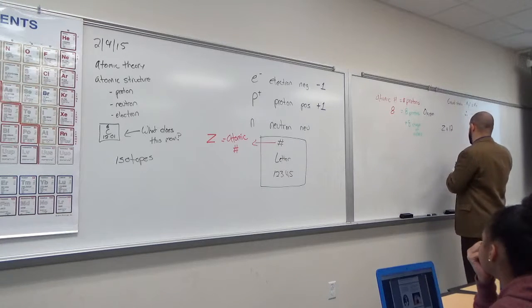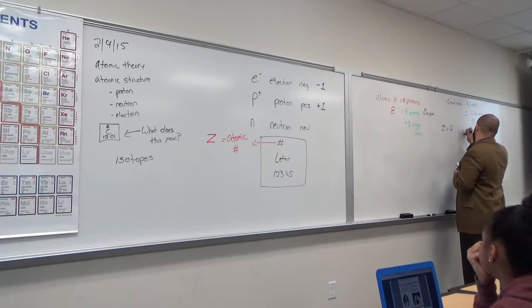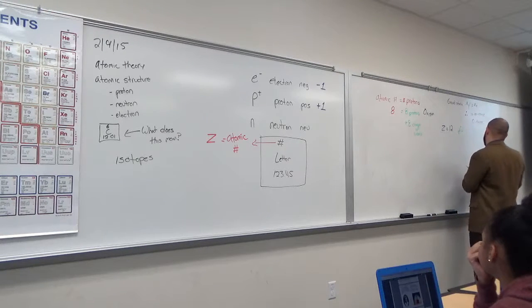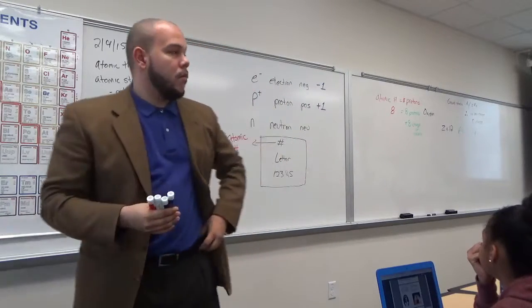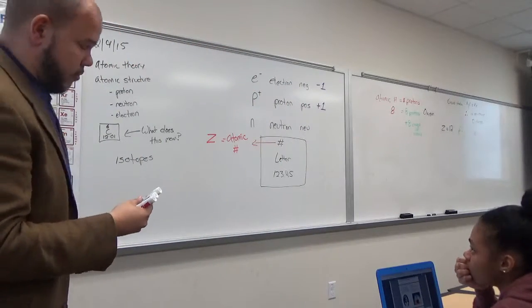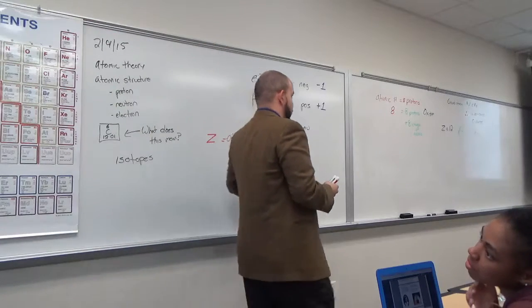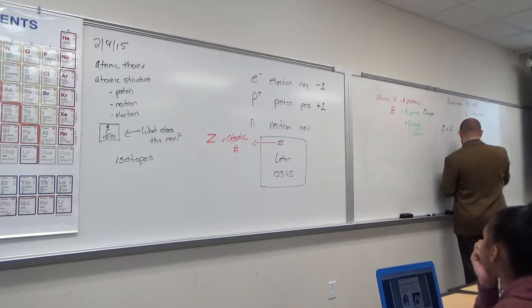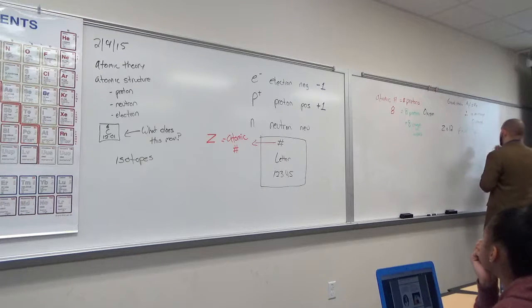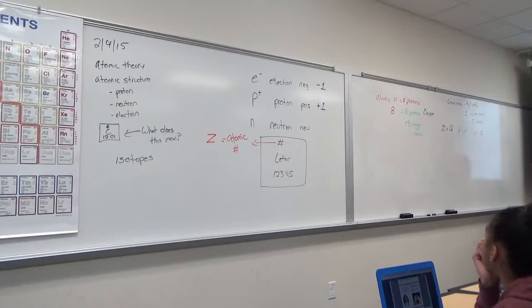If I gave you Z equal to 12 and I wanted you to give me protons and electrons, it should be pretty straightforward. The answer to this? 12 and negative 12? Nope. 12 and 12. Remember, we are counting protons and electrons. We're not worried about the magnitude of the charge.